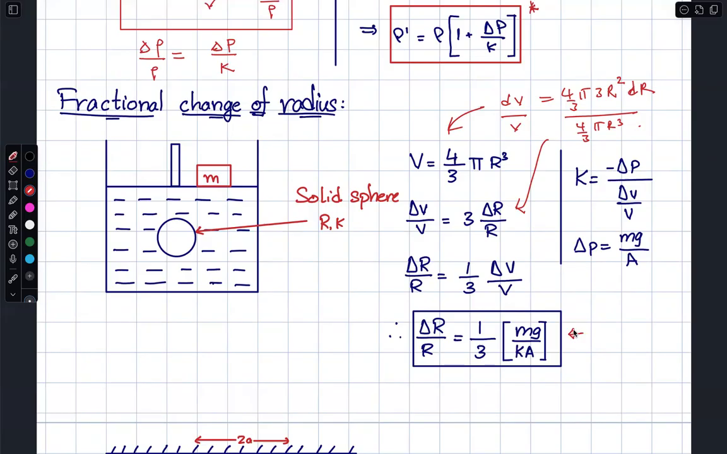Tell me, have you understood this? Yes or no? Rohit. Yes, sir. Yes, sir.